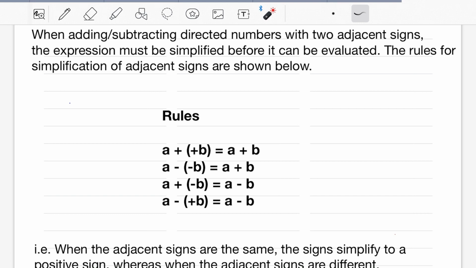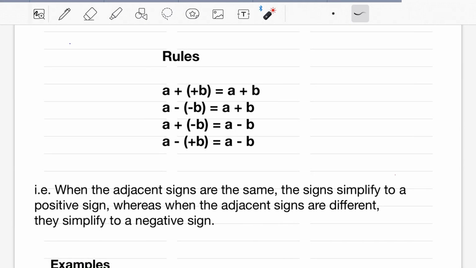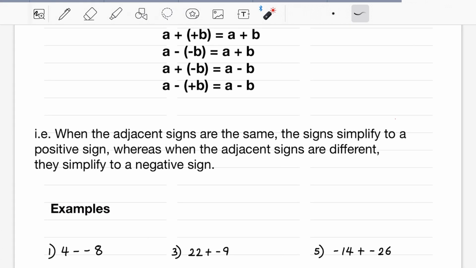Right, so as the note says, when the adjacent signs are the same, the signs simplify to a positive sign, whereas when the adjacent signs are different, they simplify to a negative sign. So let's take a look at some examples.